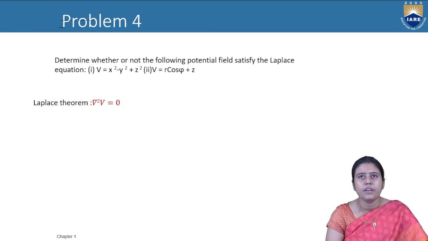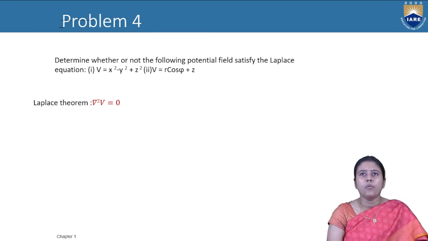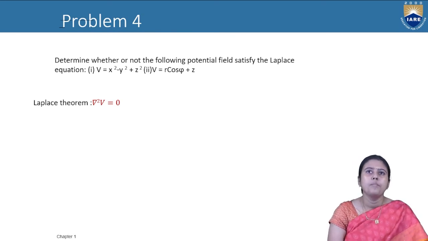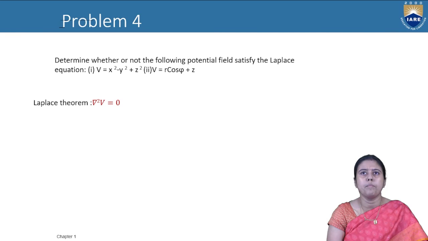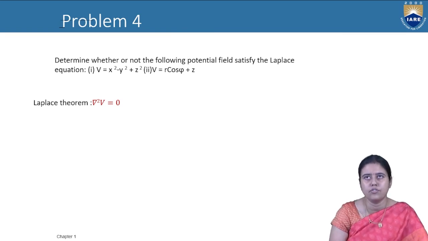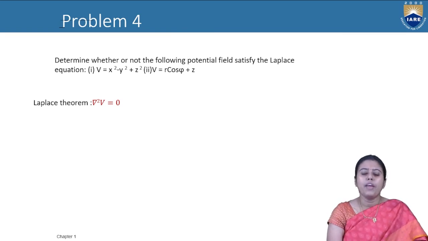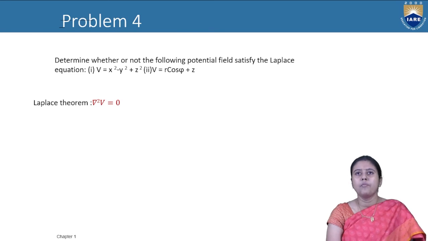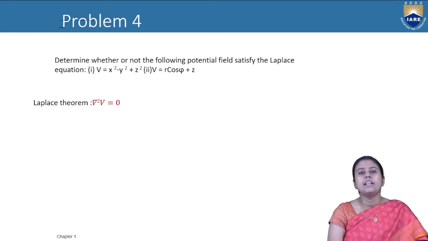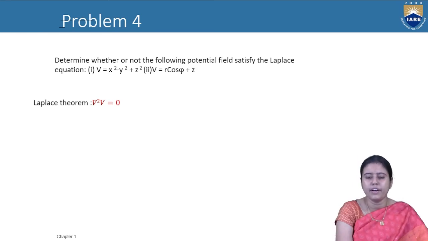Problem 4. Determine whether or not the following potential satisfies the Laplace equation: V is equal to x square minus y square plus z square. So we have to check the Laplace theorem. What is the Laplace theorem? Laplace theorem tells that grad square V equals 0.